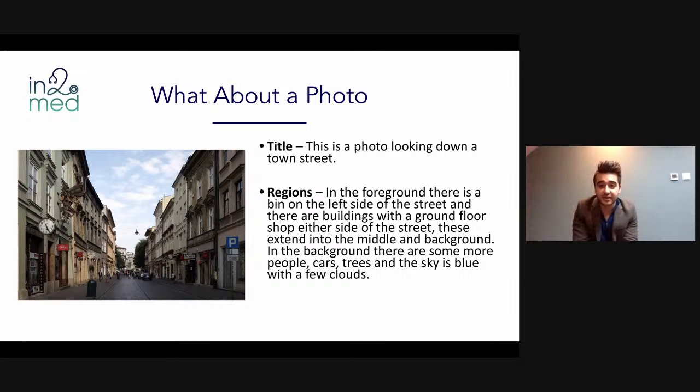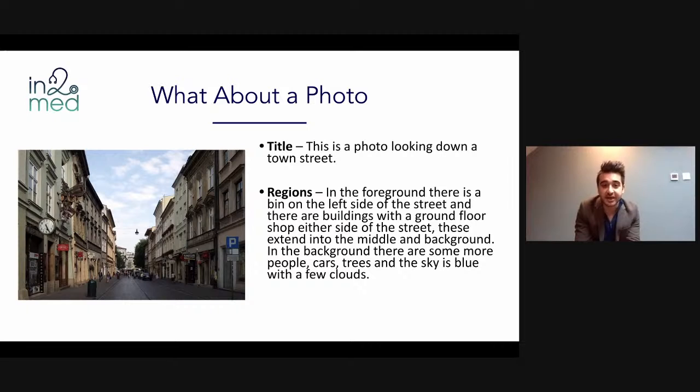Then in terms of region, in the foreground, there's a bin on the left side of the street, and there's buildings with a ground floor shop either side of the street. And these extend into the middle and the background. In the background, that's where you can see some people, cars, and trees. And then you could say the sky is blue with a few clouds.